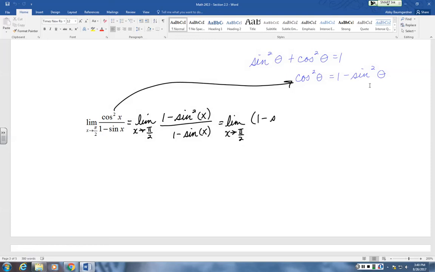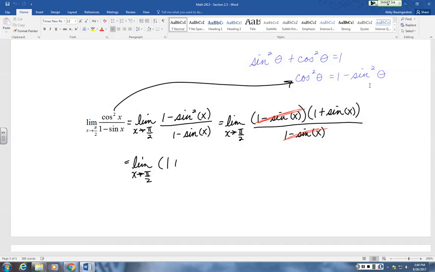of 1 minus sine of x times 1 plus sine of x over 1 minus sine of x as x approaches pi divided by 2. Well, the 1 minus sine of x cancels. We're left with the limit of 1 plus sine of x as x approaches pi over 2. Sine of pi over 2 is 1. We end up with 2 as our answer.